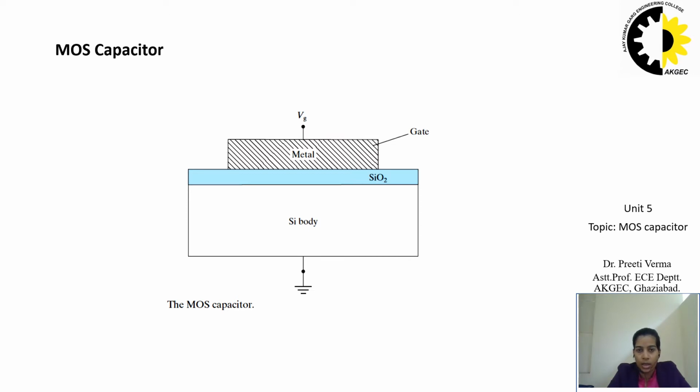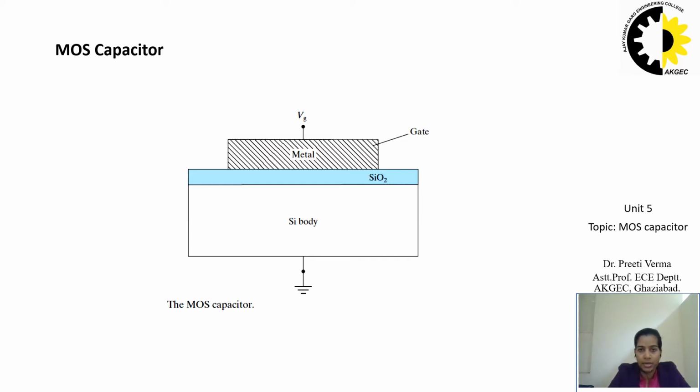The figure is showing a MOS capacitor in which we can see there is a metal layer, then we have SiO2, and at the bottom there is a Si body. That silicon body is named the body part or the substrate of the MOS transistor.